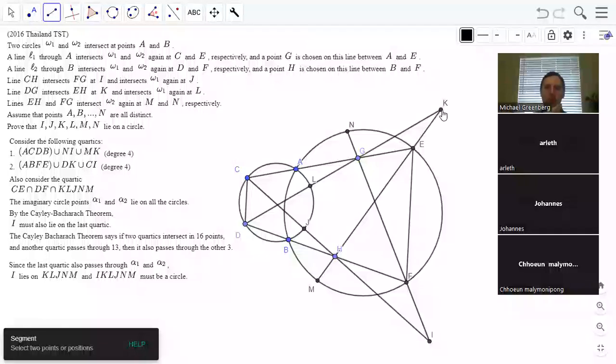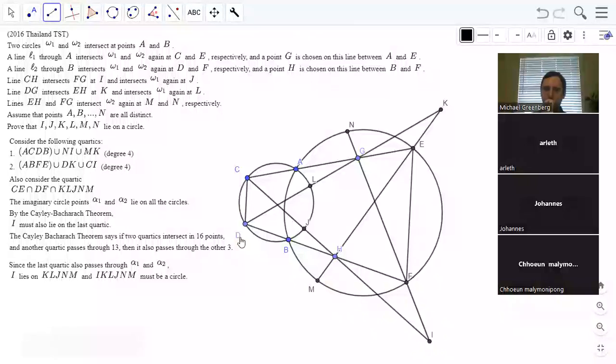So how should we show that KI is parallel to CD and EF? Should we draw this point? And maybe use Menelaus somehow? I don't know.